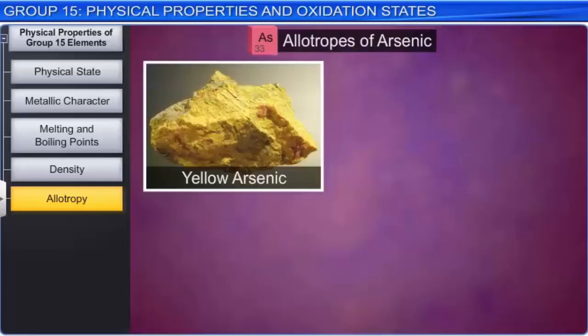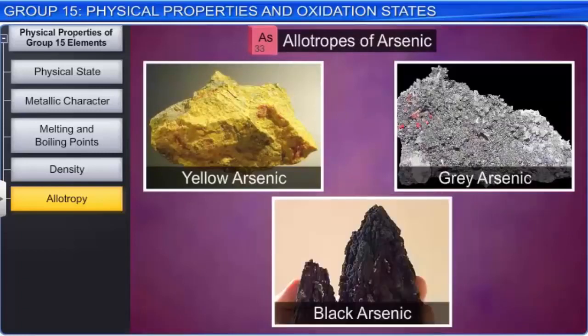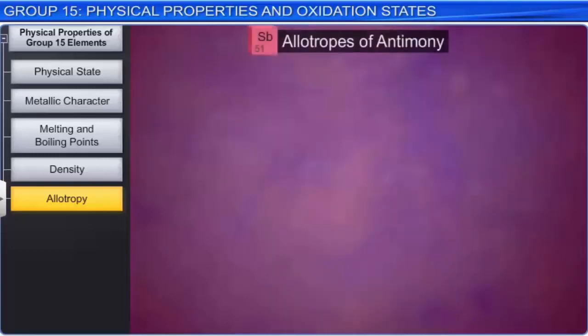Antimony also has three important allotropic forms, namely yellow, explosive, and metallic.